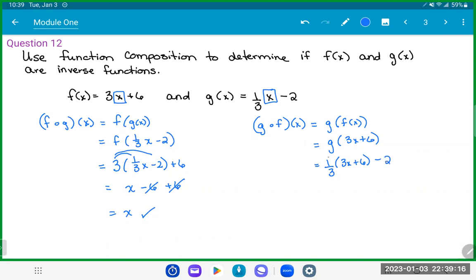Okay, so I'm going to distribute this 1/3 to both terms inside that parenthesis. So 1/3 times 3x gives me x, and 1/3 times 6 gives me a +2. And then I just write the remainder of that problem here, which is the -2. And I could see that +2 and -2 will cancel out with each other, and I am left with an x. So I could see that f of g of x gives me x, and g of f of x gives me x. So these two functions are inverses.